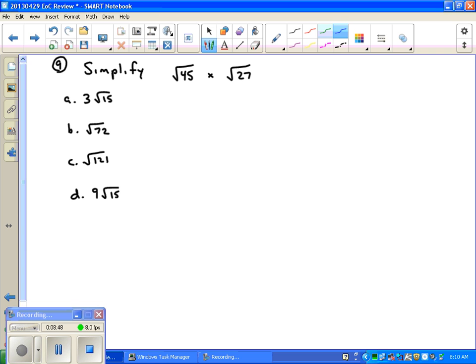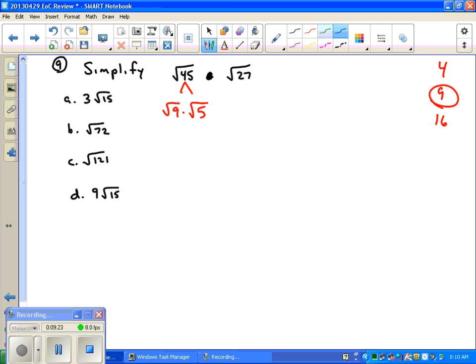Number 9 says to simplify the square root of 45 times, I know we usually use a dot, times, you'll see an x sometimes, times the square root of 27. You can multiply these 2 numbers and get a great big number and then simplify it. Or you can think to yourself and say, well, wait, they both have perfect squares already in them. The number 45, remember your perfect squares, 2 times 2, 3 times 3, 4 times 4. We'll stop there because we want to use 3 times 3. The square root of 9, notice we didn't lose any radical symbol, times the square root of 5. When you multiply those 2 by each other, you get back to the square root of 45.